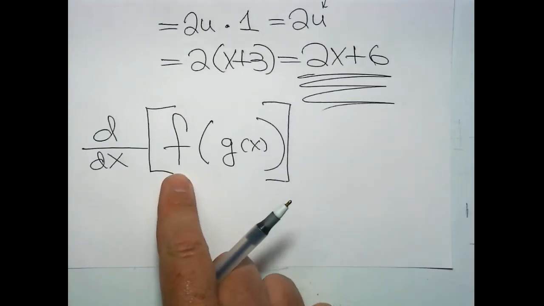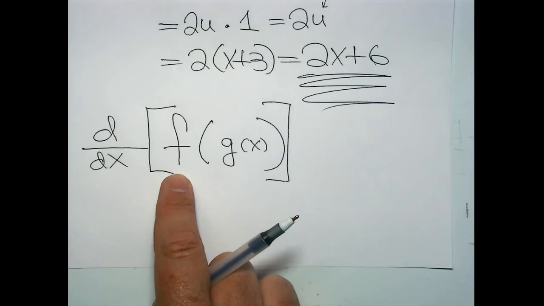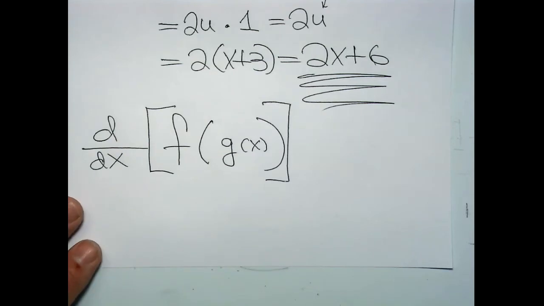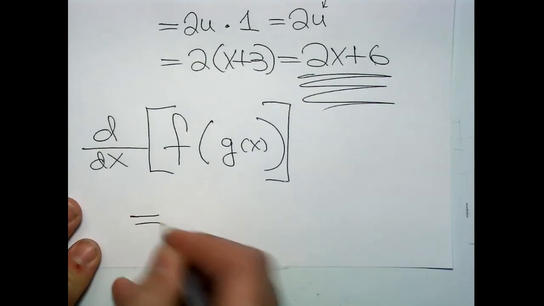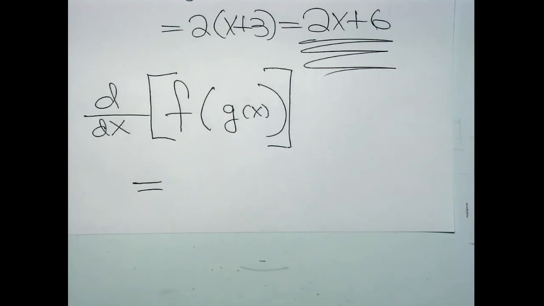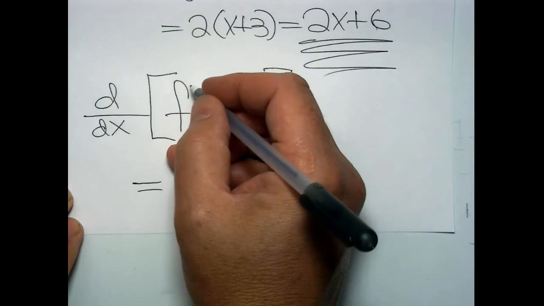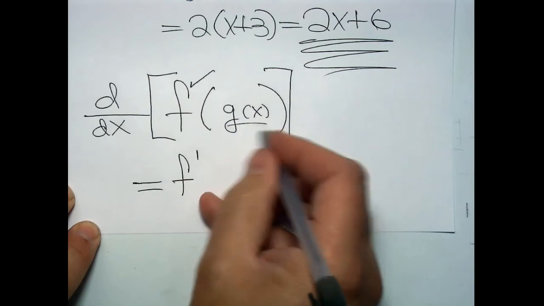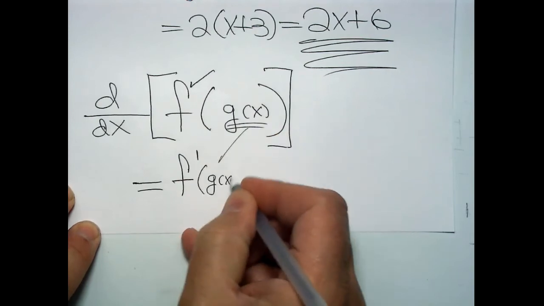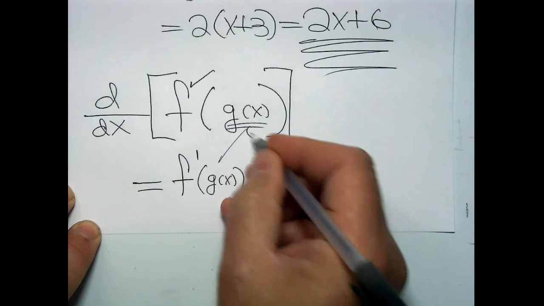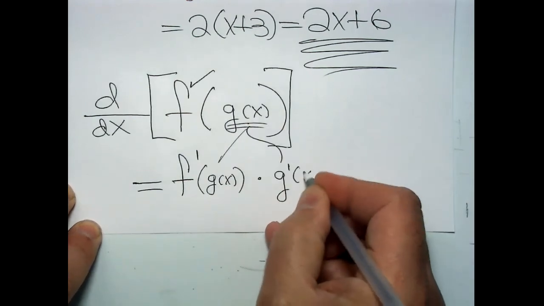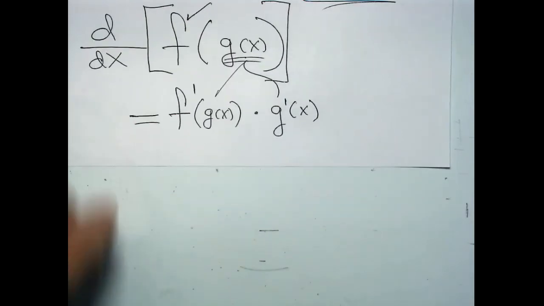F is the outer function. It does things like square, cube, sine, cosine, anything like that. And g of x is the inner function, which could be, again, any kind of function. What happens is the following. Remember, you get two derivatives, right? You end up getting f prime, and in fact, there's no change to the argument when you do your f prime. And then you just do g prime, which is dg dx, like du dx. It looks like that.